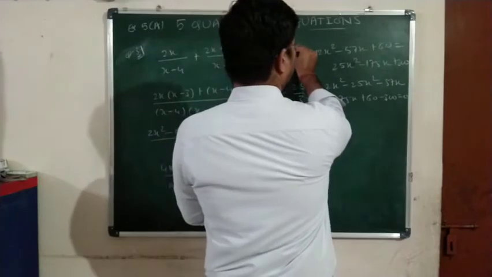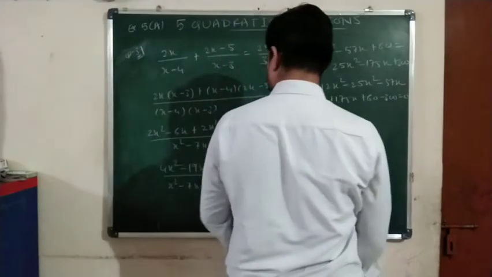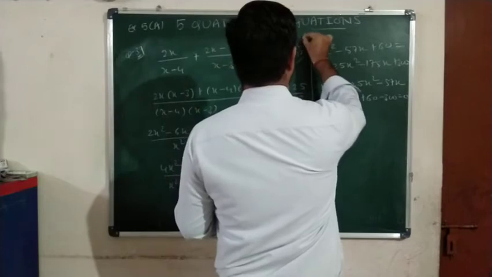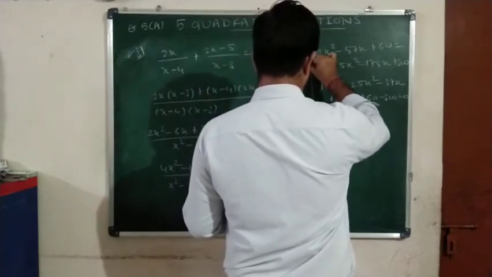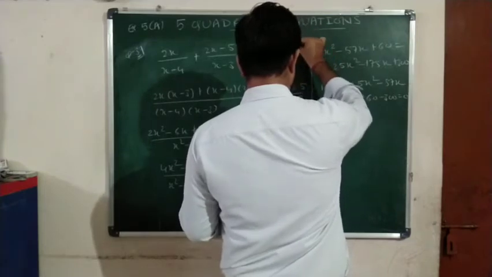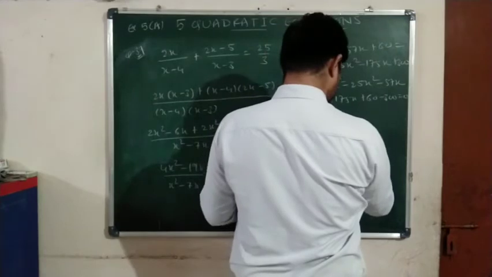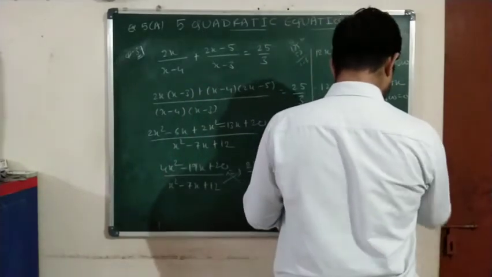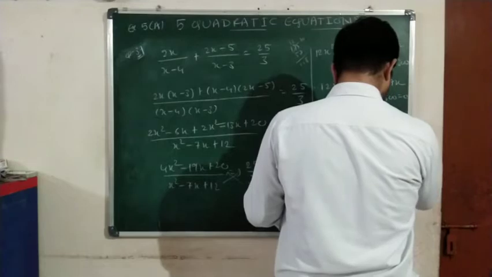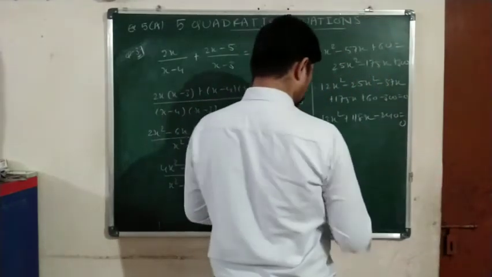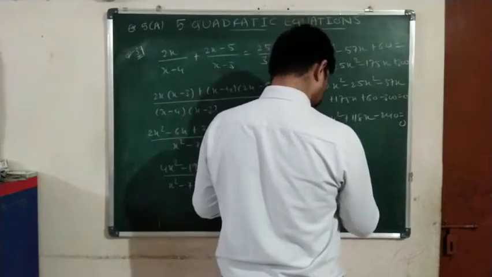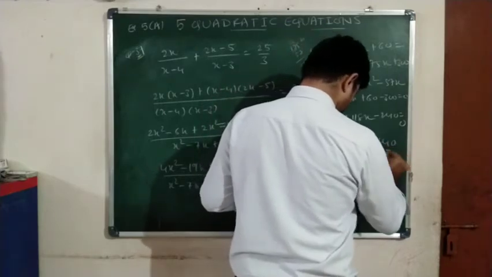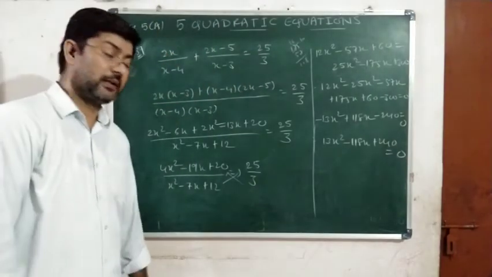Okay, so we have minus 57x plus 118x and minus 240 is equal to 0, and therefore 13x square minus 118x plus 240 is equal to 0. Okay, on simplification we are getting such an equation.